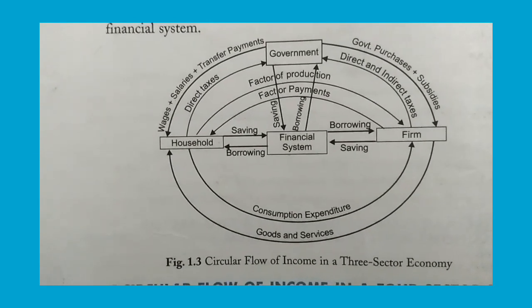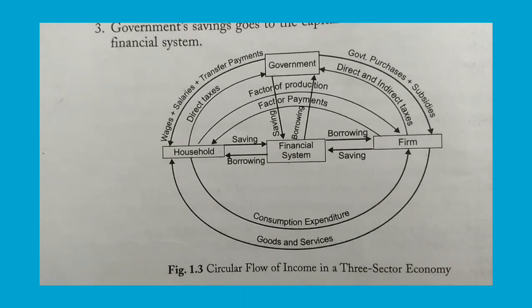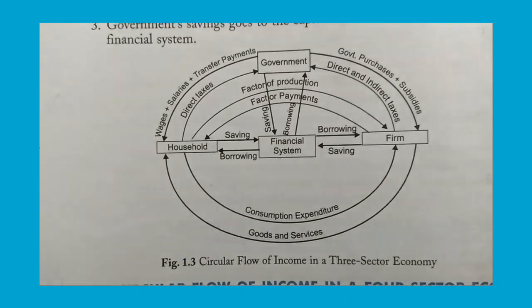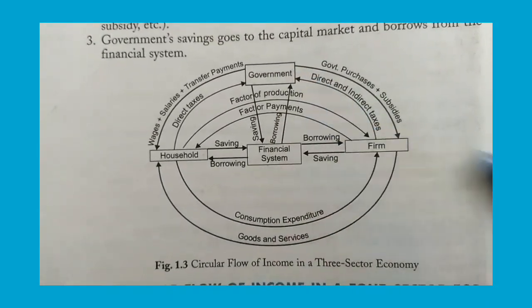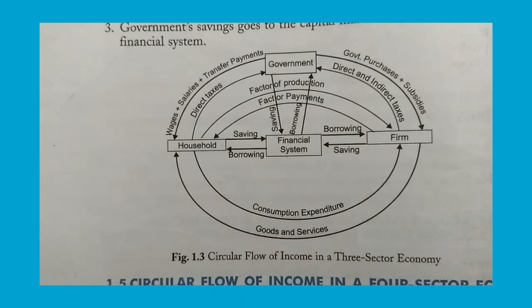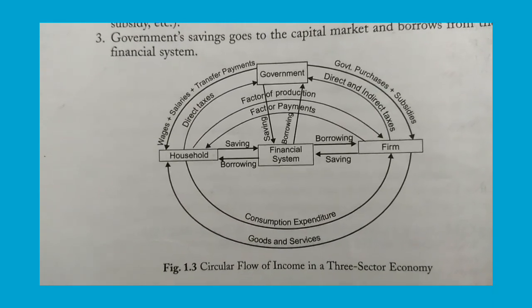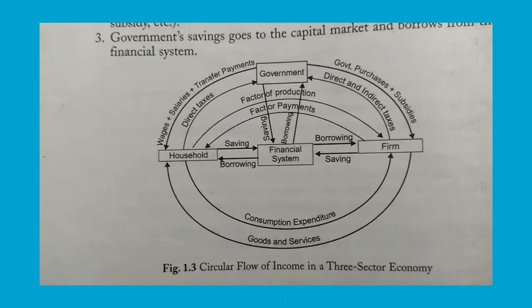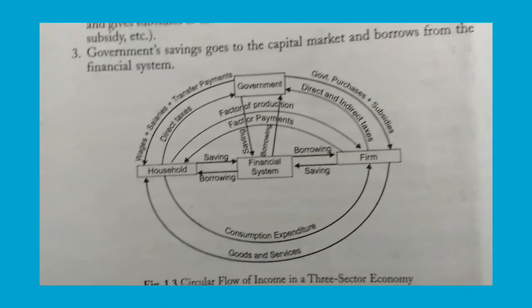This diagram explains the circular flow of income in a three-sector economy. The three sectors of an economy are households, firms, and government. The government sector receives direct taxes from the household sector and indirect taxes from the firm sector. The government sector makes transfer payments to the household sector and gives subsidies to the business firm sector, like food subsidy, fertilizer subsidy, etc. The government saving goes to the capital market and it borrows from the financial system.